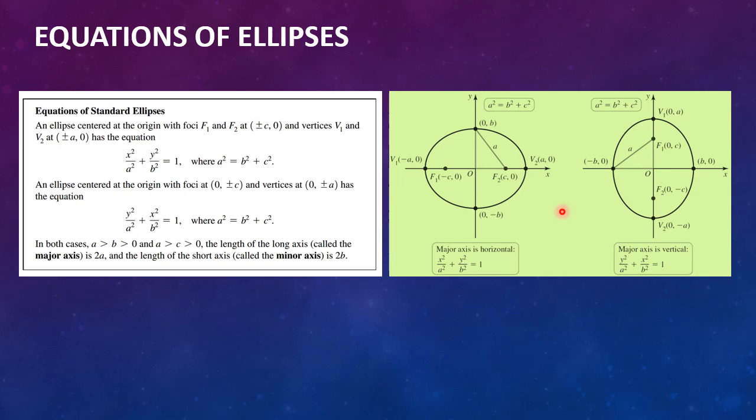In both cases, a is greater than b is greater than 0, and a is greater than c is greater than 0. The length of the long axis, called the major axis, is 2a, and the length of the short axis, called the minor axis, is 2b.